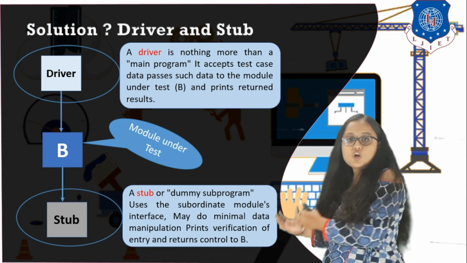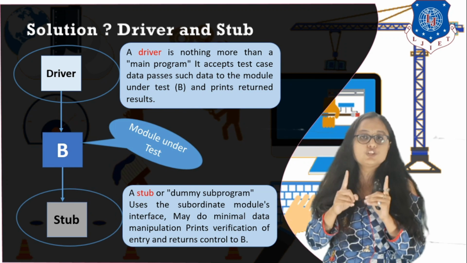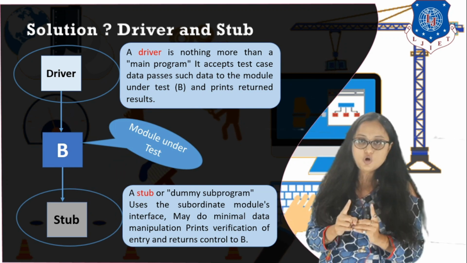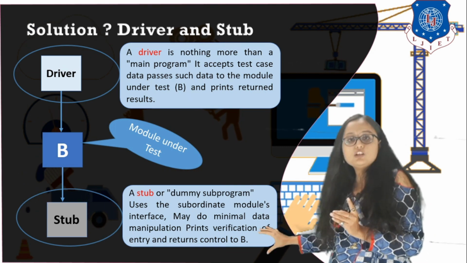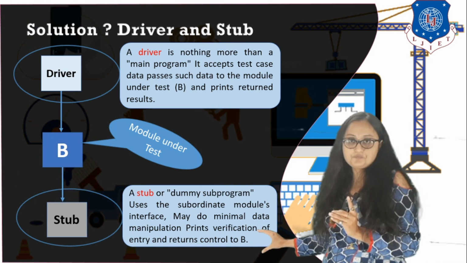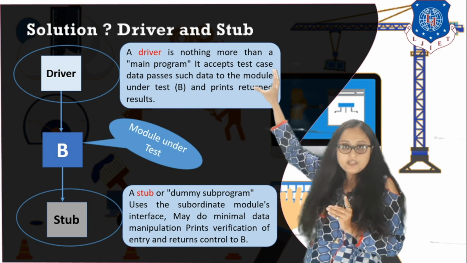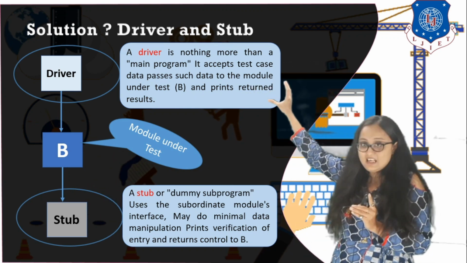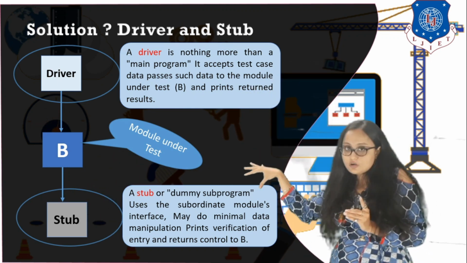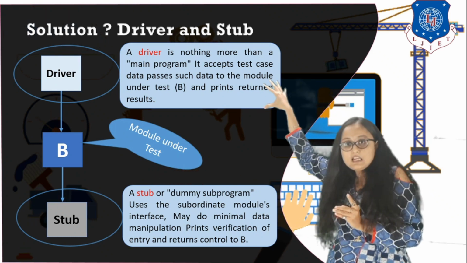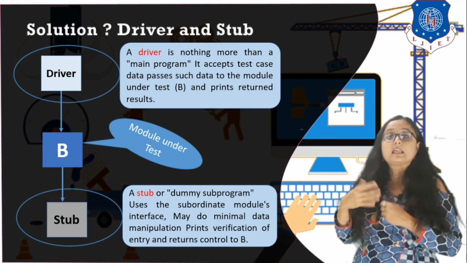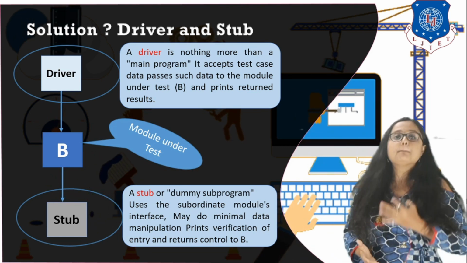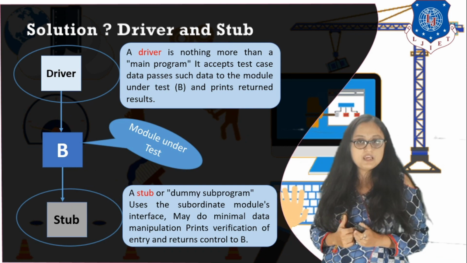So a stub is also a dummy module, but when you have a lower level module which is being called by your module under test, then the module that is created is known as a stub. Whereas when you create a dummy module that is on a higher level and which calls your module under test, that higher level module is known as a driver. Now these dummy modules are replaced temporarily because we want to test this module B, correct?